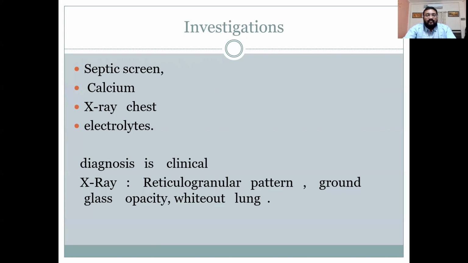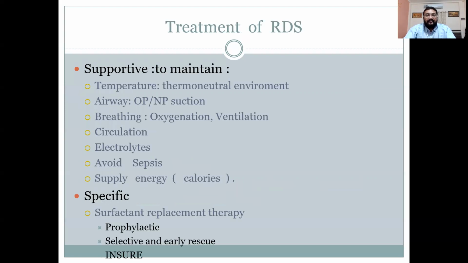Diagnosis of RDS is mostly clinical, and X-ray shows a characteristic pattern, which is known as reticulogranular pattern or ground glass opacity or white out lung. These are the three common patterns which are seen in a newborn with respiratory distress syndrome: reticulogranular pattern, ground glass opacity, and white out lung.